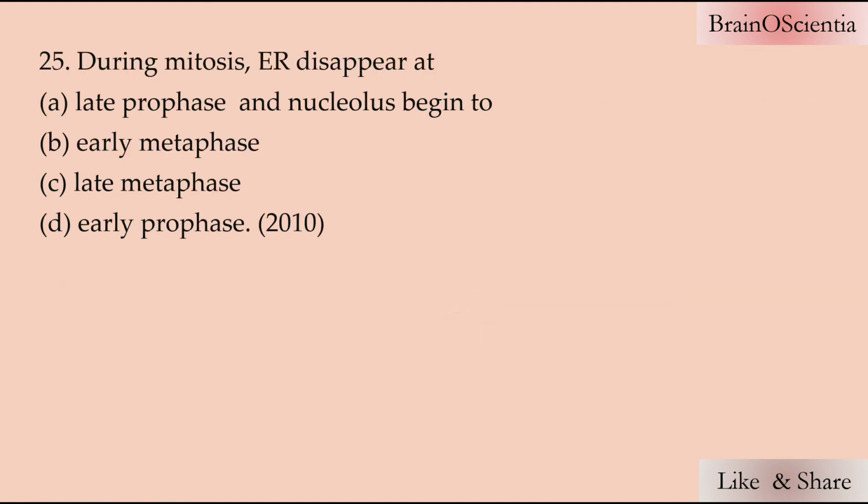Next question. During mitosis, endoplasmic reticulum disappears at which phase of mitosis? Late prophase and nucleolus begin to, early prophase, late metaphase and early prophase. The answer is early prophase. In early prophase, endoplasmic reticulum starts to disappear as well as the nucleolus begins to disappear.